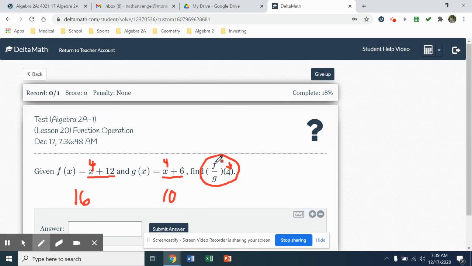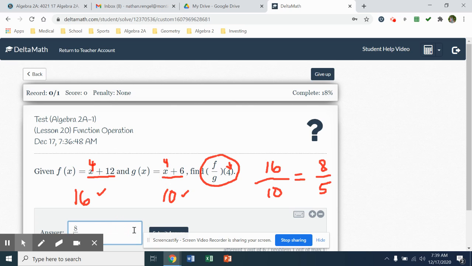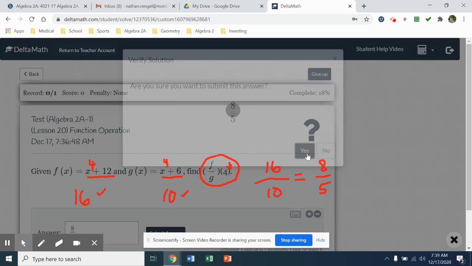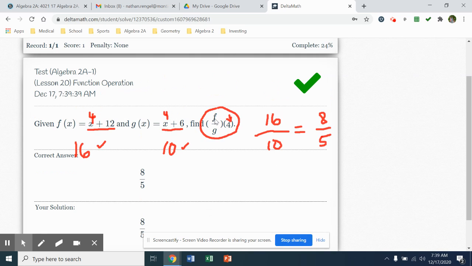Now the function operation it wants me to do is take whatever you got for that f function, which is right here, and divide it by the g function. So I'm going to take 16 divided by 10. Now I can't necessarily take 16 divided by 10, but I can simplify this fraction. This would be 8/5 as my fraction. So I'm going to put in 8/5, and let's see if that works here. So we'll go 8 divided by 5. We'll hit submit. And there's going to be our result. Also, if you did 16 divided by 10, you'd get 1.6, so that would work as well.